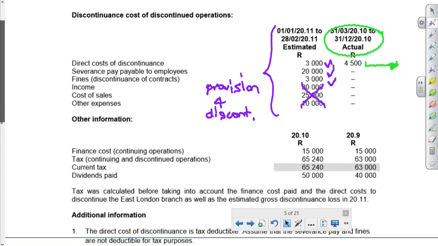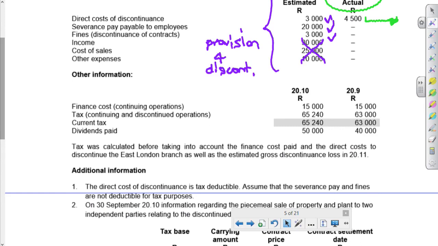Other information: finance costs of continuing ops, tax for discontinued and continuing, which is all current, and dividends paid. Tax was calculated before taking into account the finance costs and the direct costs to discontinue. We're going to have to fix tax. Do you agree? Tax is going to be your biggest bugbear when we do discontinued operations, because we have to do 2 tax calcs. We have to show tax twice. So the tax has been calculated, but it isn't correct. It needs to still be fixed, isn't it?